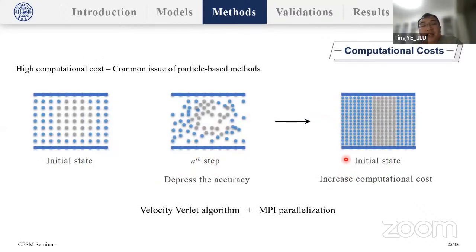The other disadvantage is computational cost. That is also a common issue of particle-based methods. Generally, the particle-based method adopts Lagrangian description, in which the particles always move with the fluid field, different from mesh-based methods. As a result, the simulation accuracy is often low due to the non-uniform particle distribution. In order to improve the accuracy, a simple way is to increase the particle number, so that leads to the high computational cost.